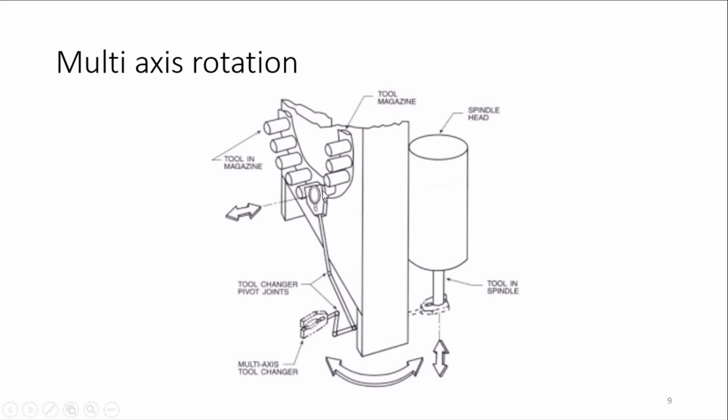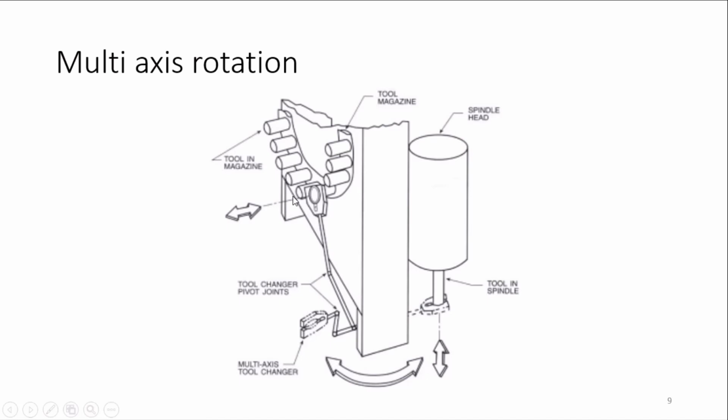There are different joints provided on this gripper. Here, this arm rotates at 2 to 3 joints. Firstly, it will remove the tool from the spindle and move it into the magazine. Then it takes the specified tool from the magazine and moves back to the spindle. So this is the multi-axis tool changer. That's why it has joints, and that's why it is called the multi-axis rotation tool changer.